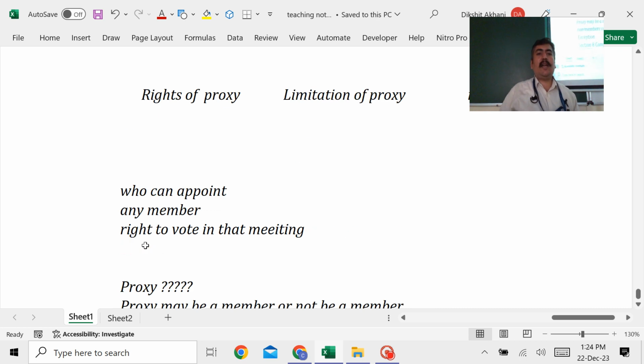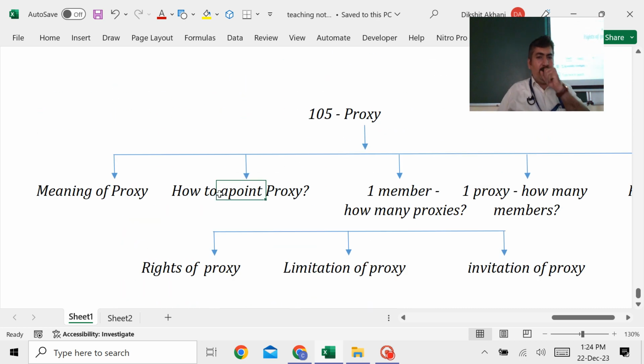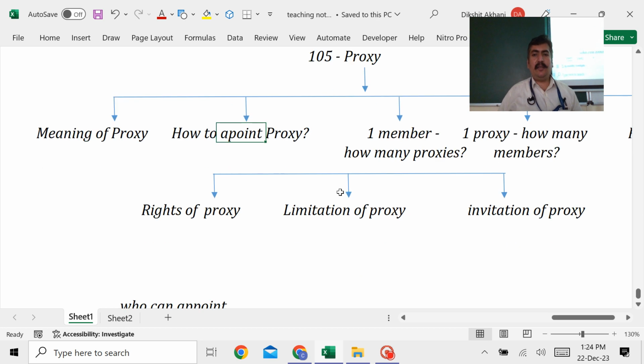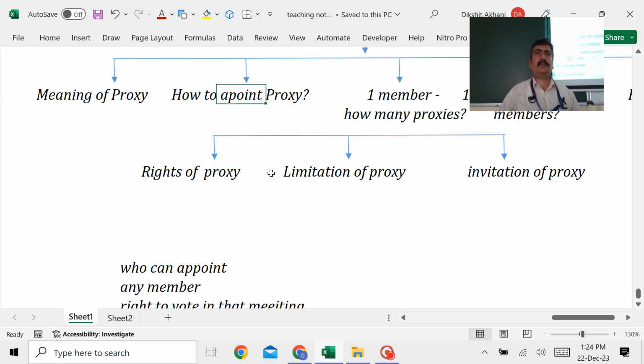Now another question comes: how to appoint a proxy. That is another explanation. You tell me, guys, who needs to be notified as far as the appointment of the proxy is concerned? Can I say company? You have to communicate to the company that look, I am not coming, in my absence my agent is coming, my proxy is coming. So how would the company come to know that the coming person is your proxy?